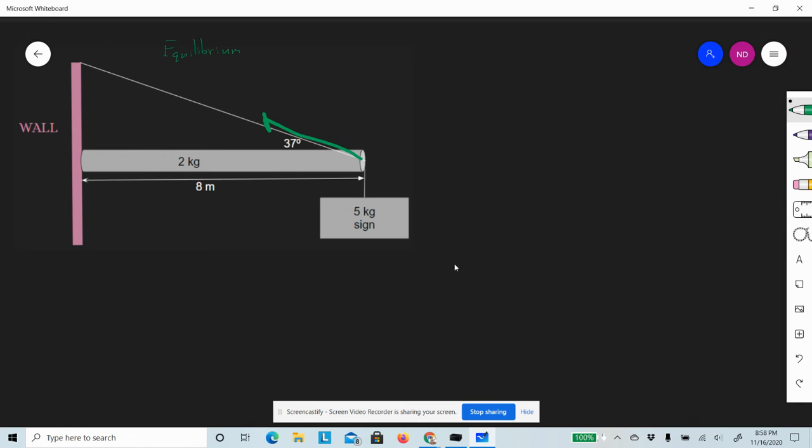There's a force of tension over here. There's this thing's weight down that way. There's the pole's weight, the sign's weight. Then there's the normal force, and then there's some friction.